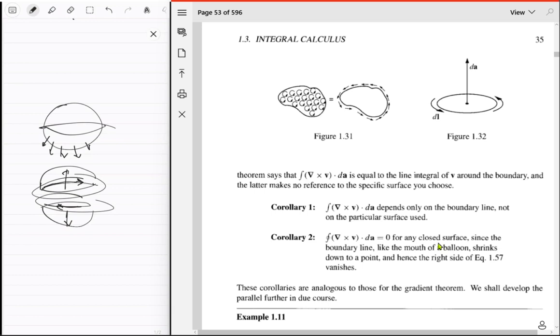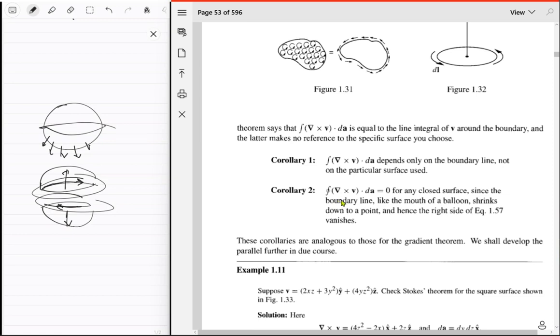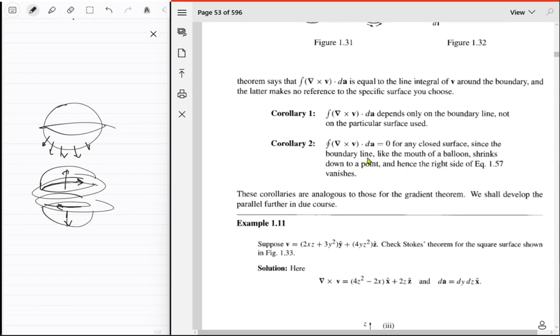I mean, the line integrals of the function itself. So the surface integrals of our curl, the sum of those two, also cancels, so you just get zero. That's why this thing is true. This is zero for any closed surface, since the boundary line, like the mouth of a balloon, shrinks down to a point, and hence the right side of the equation vanishes.